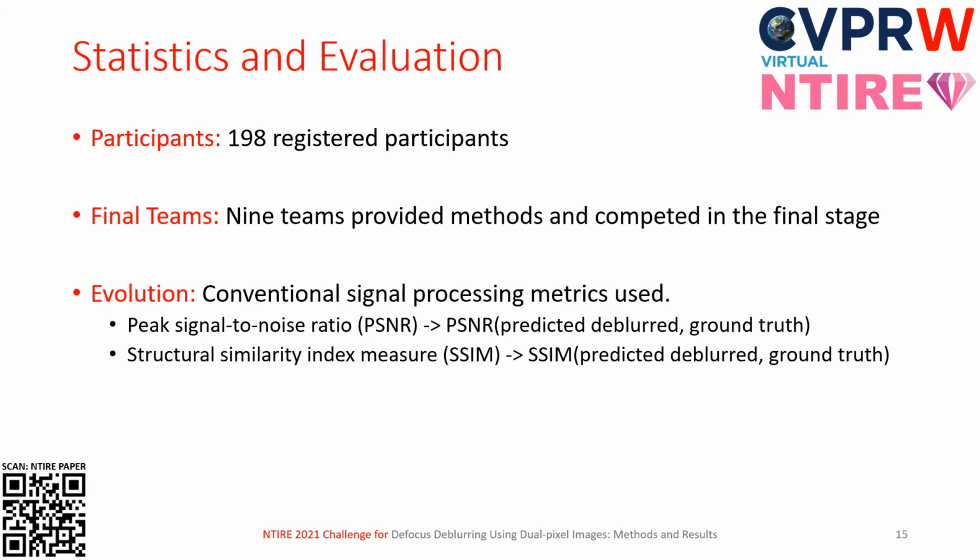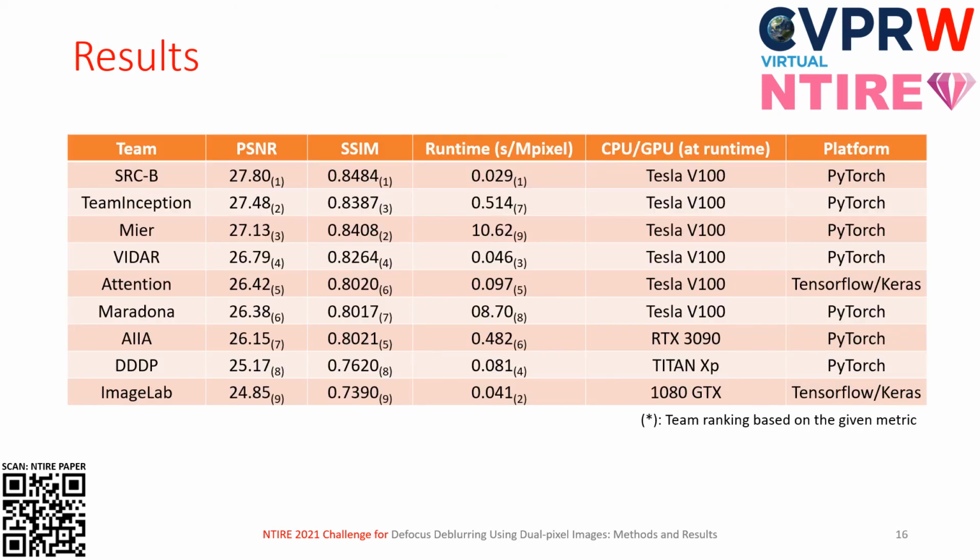For evaluation, we used the conventional signal processing metrics PSNR and SSIM. This table summarizes the results of the 9 teams who competed in the final stage. We have the team names along with PSNR, SSIM, and runtime results. The subscript between the parentheses is the team ranking based on the given metric. We have also the type of processing unit used and the programming platform.